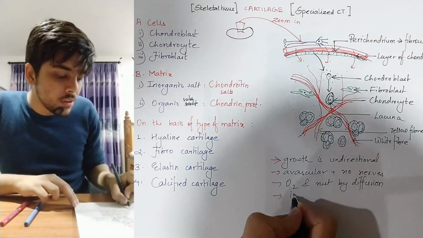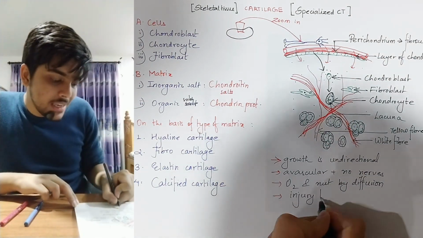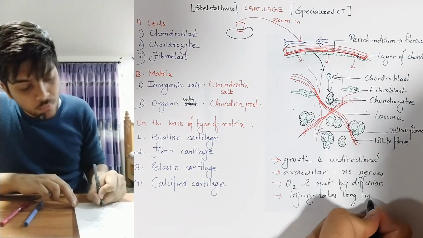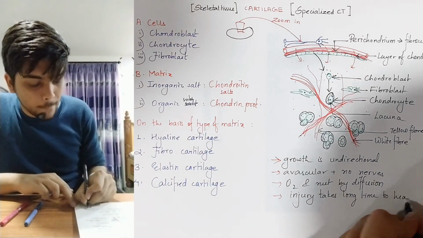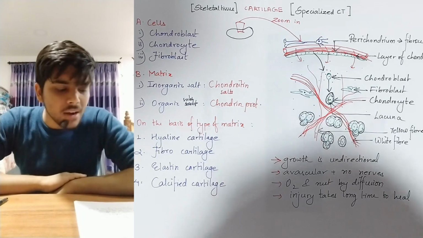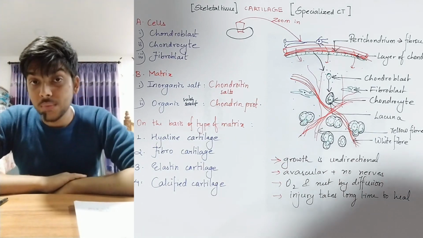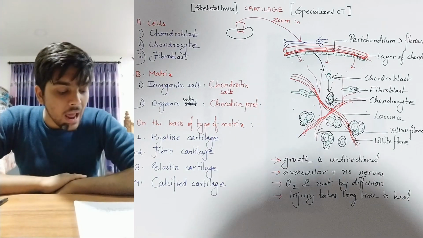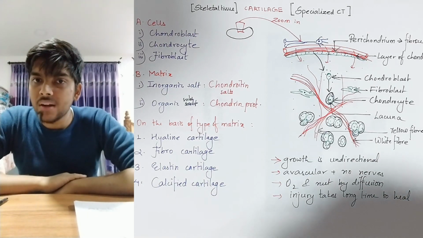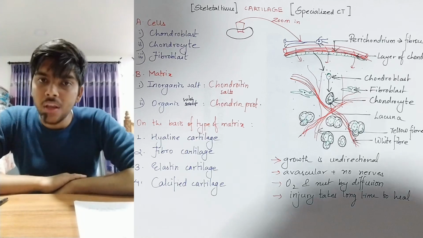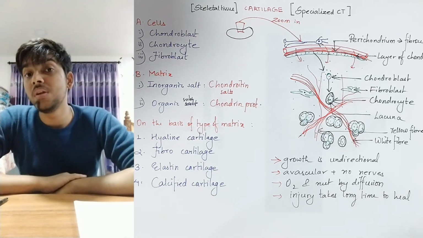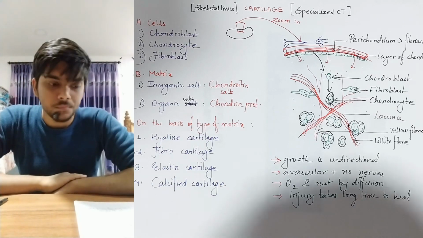And the final point is, injury takes long time to heal. Since the cartilage is very slightly supplied with blood, due to the lack of sufficient oxygen and nutrition, it takes quite a long time for cartilage to heal. That's why during injury, cartilage takes maybe from months to a year to finally recover.